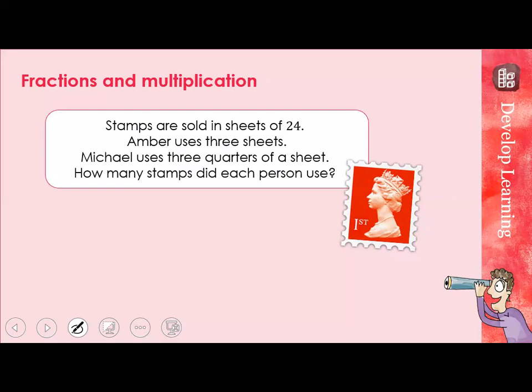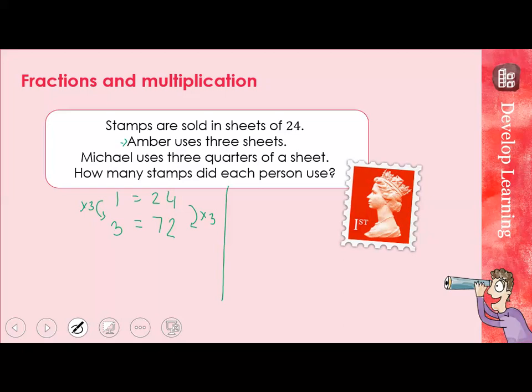So let's start with Amber. Amber uses 3 sheets of 24 stamps. So one sheet has 24 stamps, and 3 sheets has how many? Well, to get from 1 to 3, I've had to multiply by 3. So I need to do the same here. I know that 4 times 3 is 12, 3 times 20 is 60, 60 add 12, 72. So that is a multiplication question.